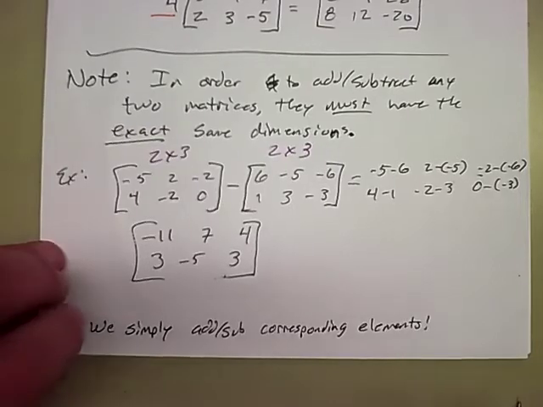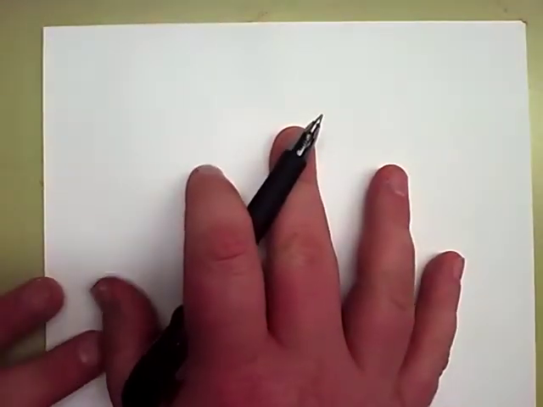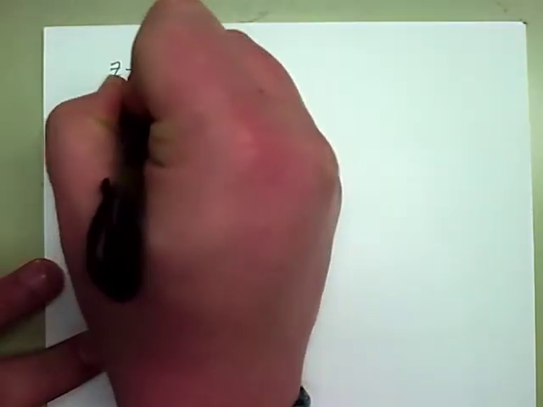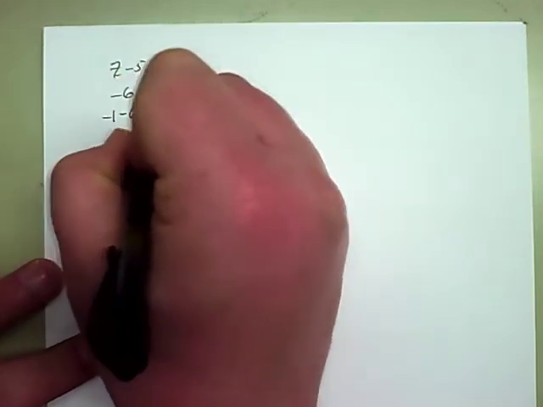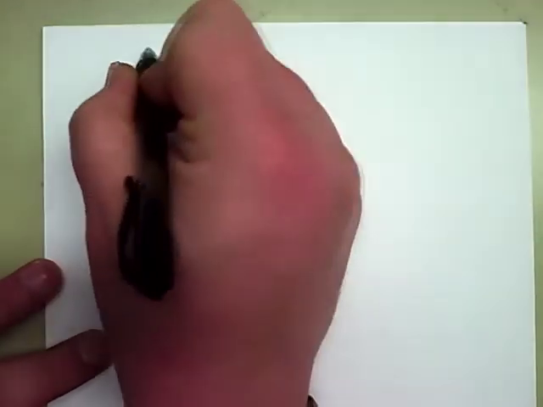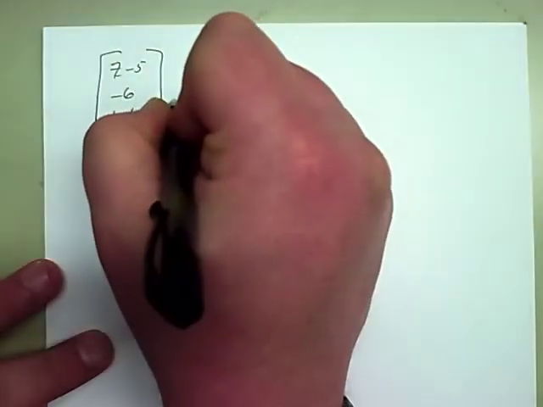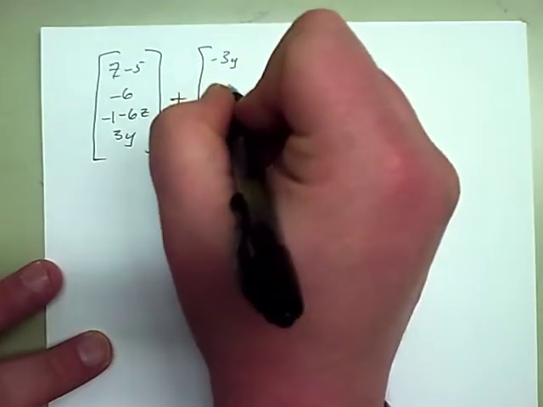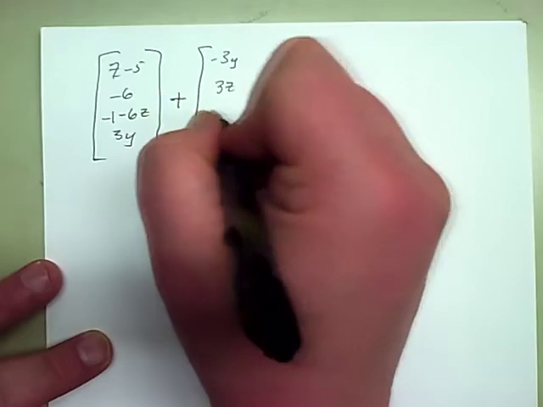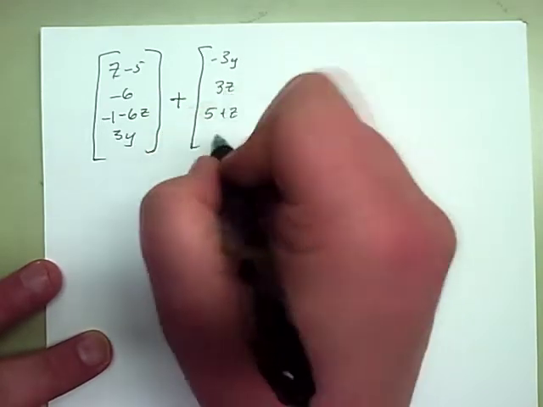I'm going to do one more off the homework that might seem a little more complicated. It may seem a little more complicated, but it's really not. Follow along here as we do this. Now this one's right out of the homework. We have z minus 5, negative 6, negative 1 minus 6z, 3y. This plus negative 3y, 3z, 5 plus z, and 4z.